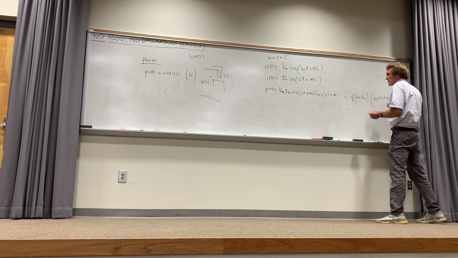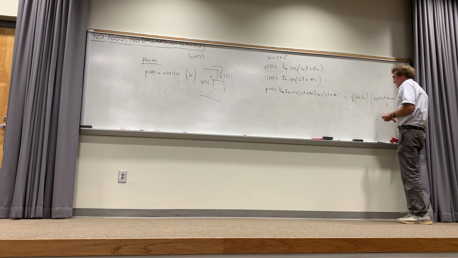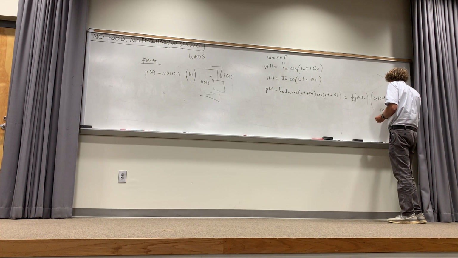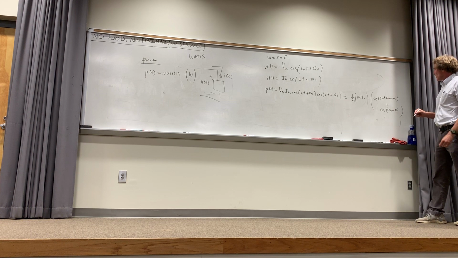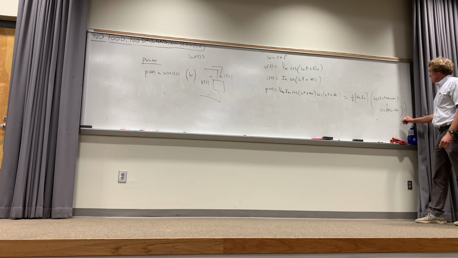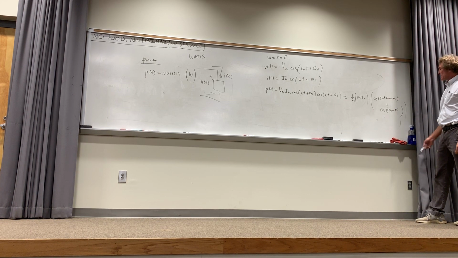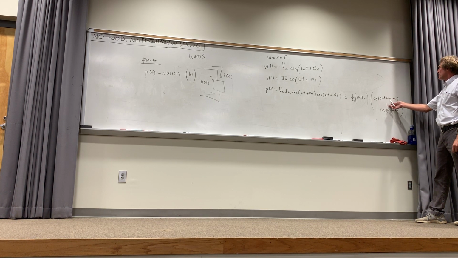Plus cosine of theta v minus theta i. Now, please just write that down and go with it. I'm just saying that I use the identity. So it's cosine of the sum of them, 2 omega t plus theta v plus theta i, plus cosine of theta v minus theta i. So it breaks it out.